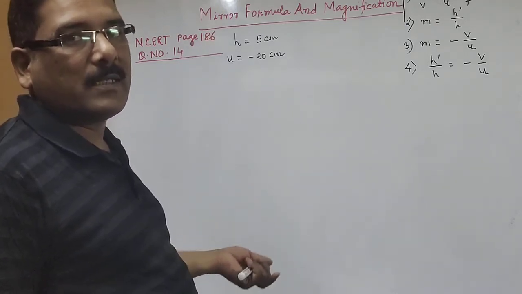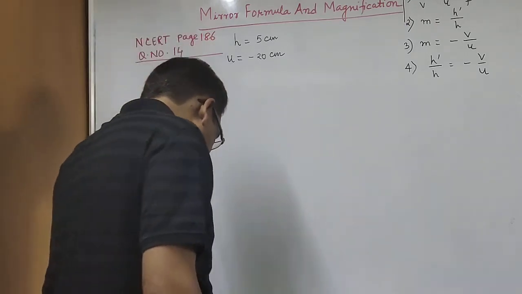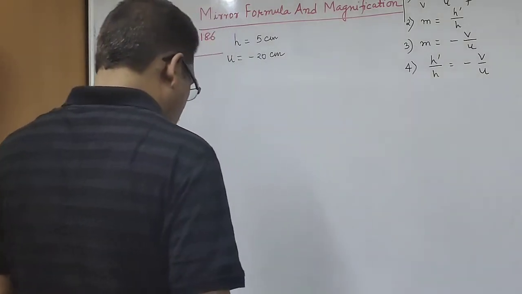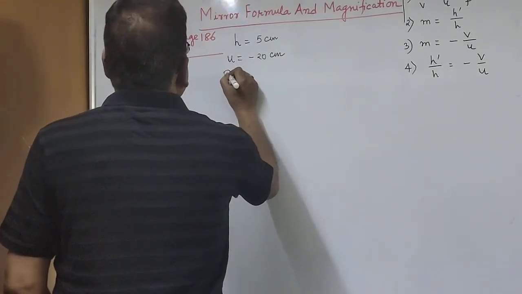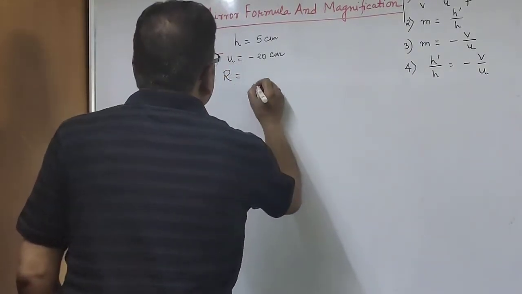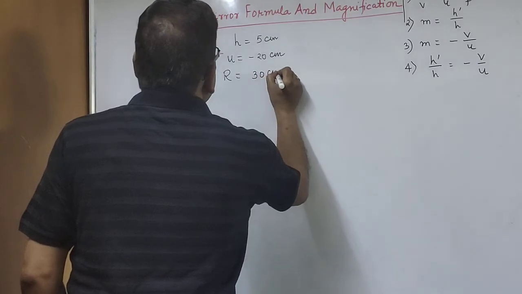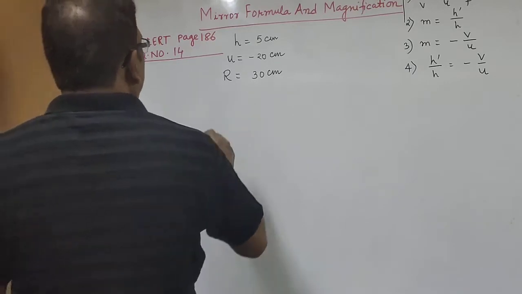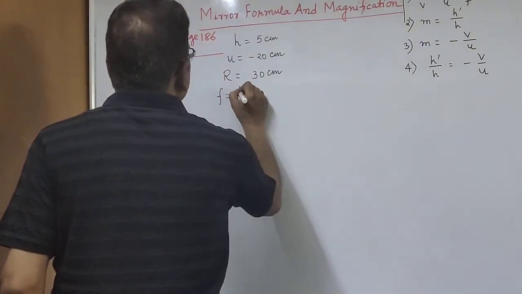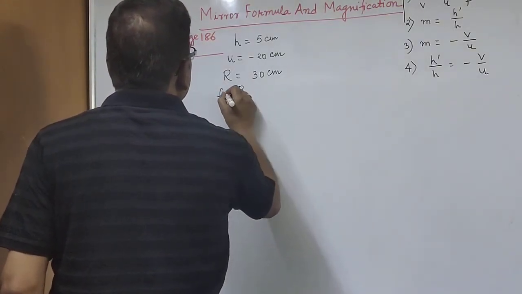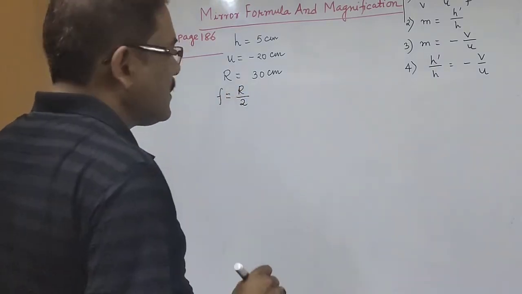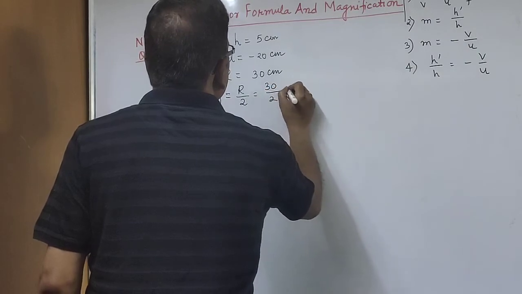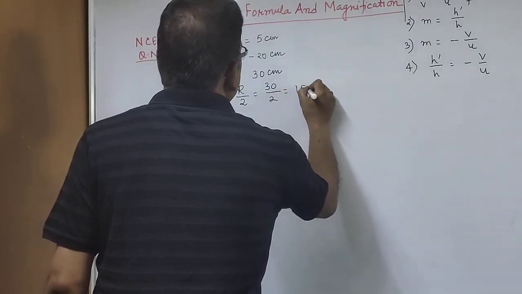See how we are using the sign conventions. Then the radius of curvature of the convex mirror is also given, 30 centimeter. So what will be the focal length? It is half of the radius of curvature, so 30 by 2, that is 15 centimeter.